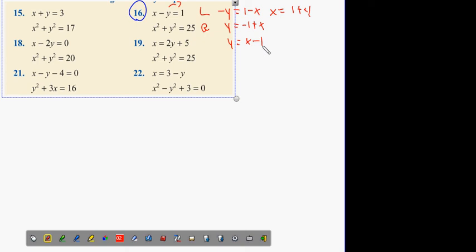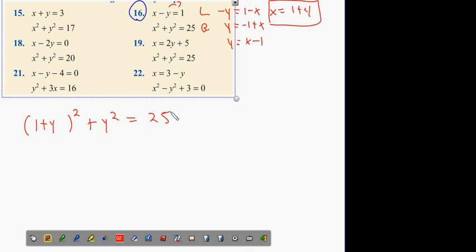Okay? You can see that was a lot more hassle. I can use either one of these, I'll get the same answers. Now, the one I'm going to stick with is the 1 plus y. What do we replace x with in this equation? 1 plus y. I replace x with 1 plus y squared, plus y squared equals 25.